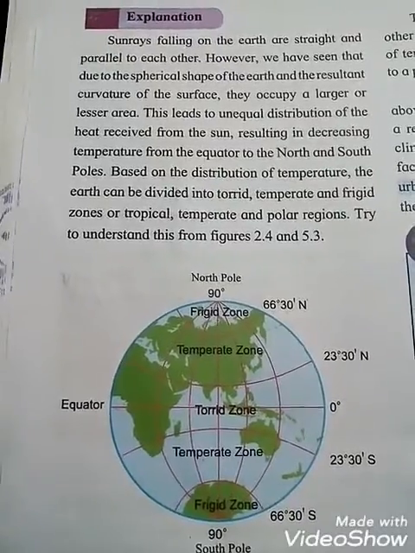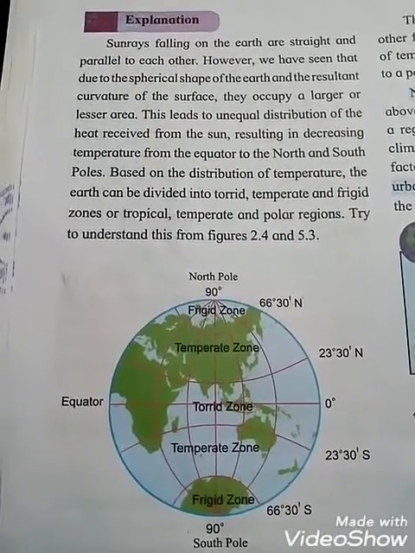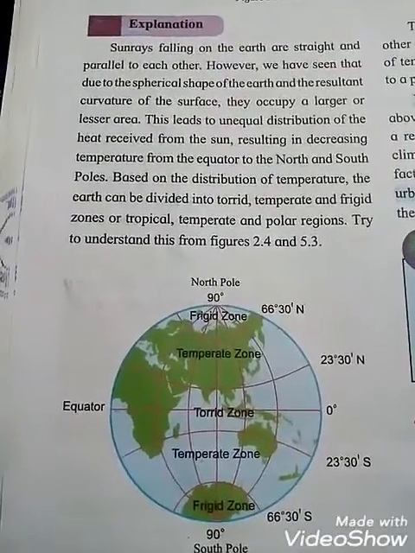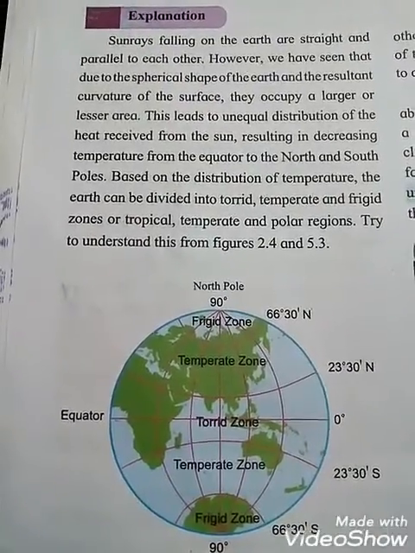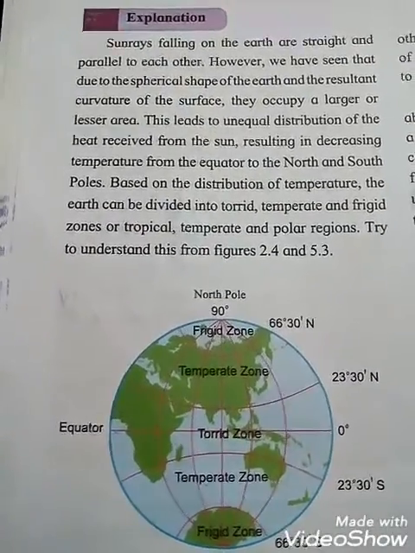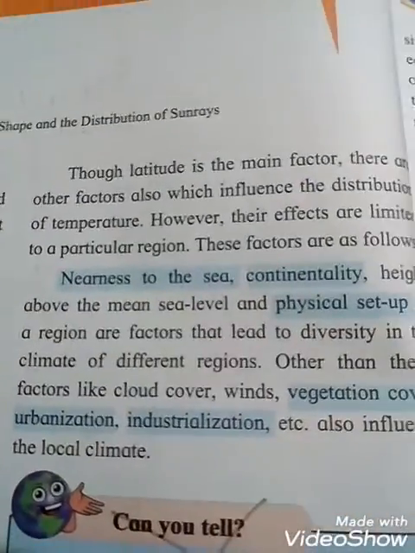Because of that, in the equator region there will be more heat, and compared to the frigid zone there will be less. Understood? Okay students, so this way the temperature was different in different places, though latitude is the main factor.